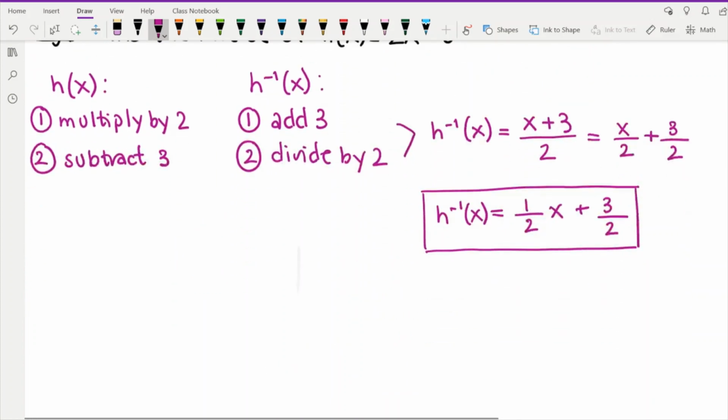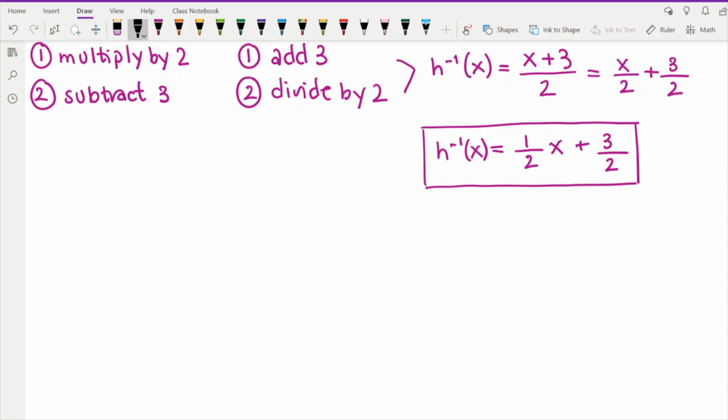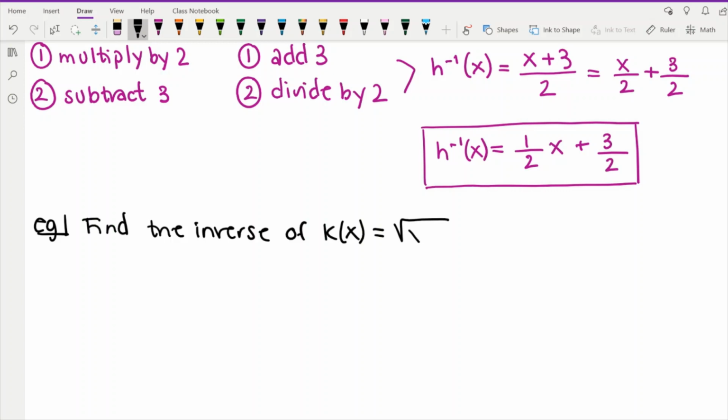Okay, last example. So this one's going to just be a tiny bit more complicated in that it will have more steps. And then it will also bring up something else about the domain restriction idea. So that's the other reason that I wanted to do this example. So we're going to find the inverse of the function k of x is equal to the square root of x plus 4 minus 3.